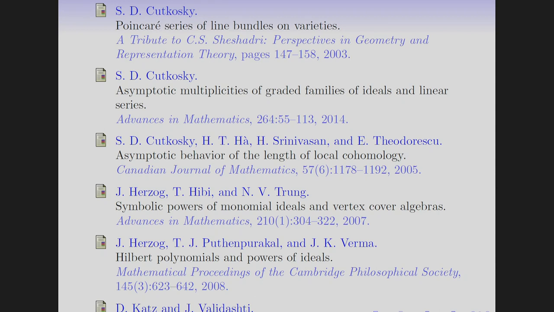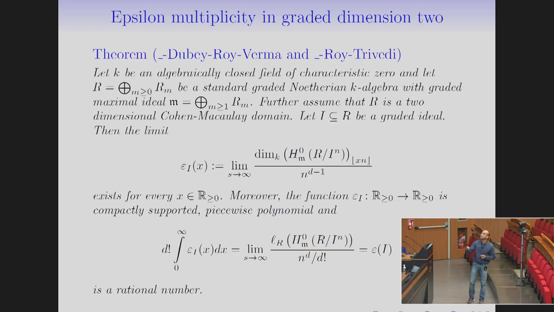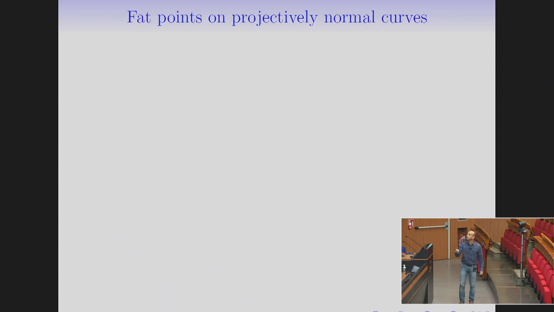In whatever computations we have done in the examples of irrational epsilon multiplicity, the density function always turns out to be piecewise polynomial. The points where the polynomial changes could be an irrational point, but at least it's piecewise polynomial in that interval. So far we do not have any example where the density function fails to be piecewise polynomial. In dimension two, we have proven that, but there is a slight catch. We do not know what happens in characteristic P. We do not have an analog of this theorem in characteristic P. We only know it's a piecewise continuous function, but what's the nature of the continuous function? We don't know.